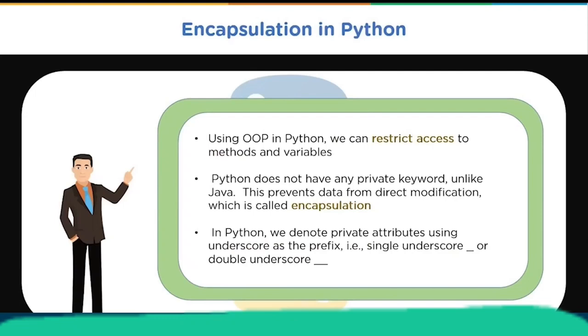Now let's talk about encapsulation. Using OOPS in Python, we can restrict access to methods and variables. So basically in Python you can create something like private variables, but of course you can't use a private keyword unlike Java. In Python we use an underscore or double underscore in order to define private attributes. These attributes can only be used within the class and cannot be exposed outside a particular class. We will see this with an example.